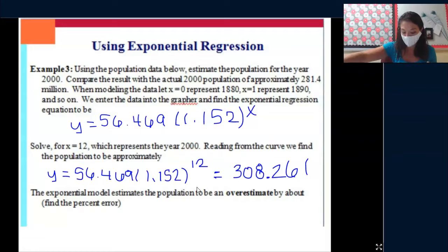So is our exponential model an overestimate? And if so, by how much? If you recall percent error from chemistry, did you do percent error in physics too? Where it's like actual minus experimental all over.